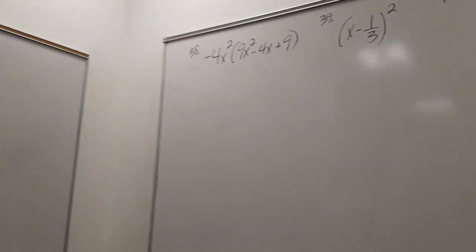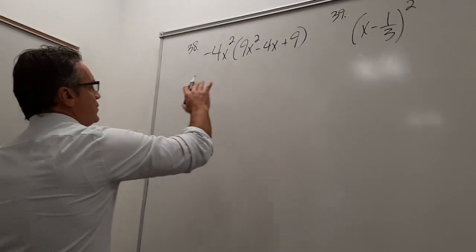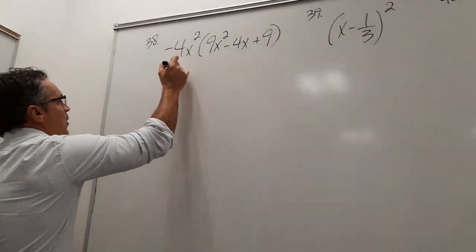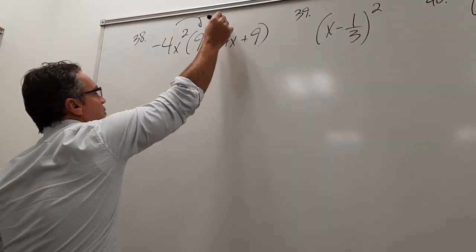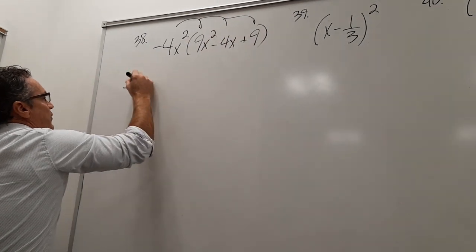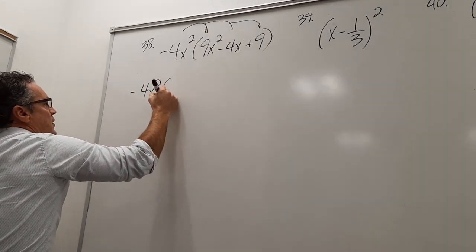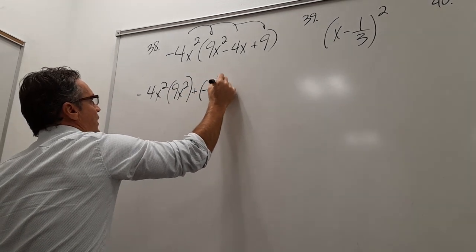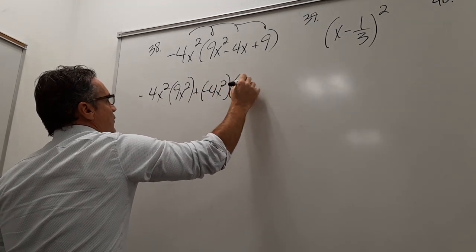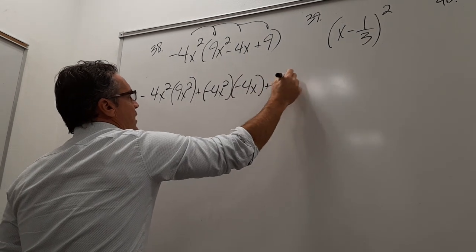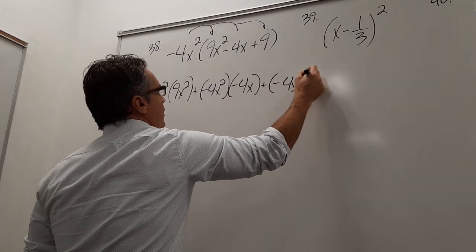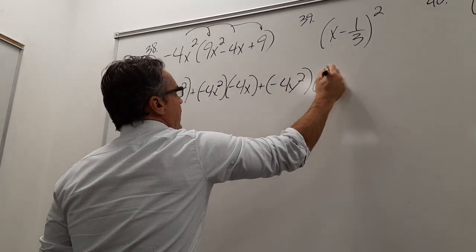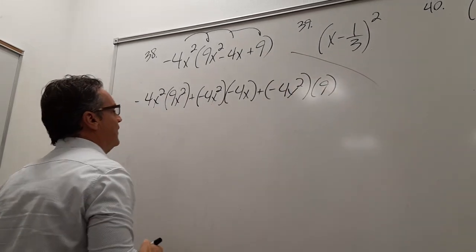Let's jump in here. The first problem we have here is a mono times any poly. If we remember, the monomial has to go to here, and to here. We're going to have negative 4x squared times 9x squared plus negative 4x squared times negative 4x plus negative 4x squared times 9. Okay, don't worry about that right now.